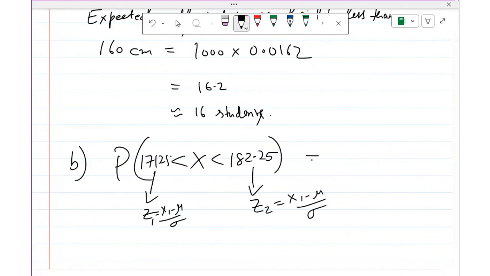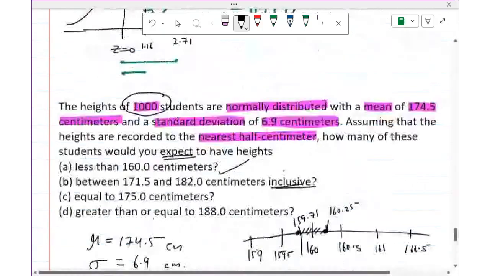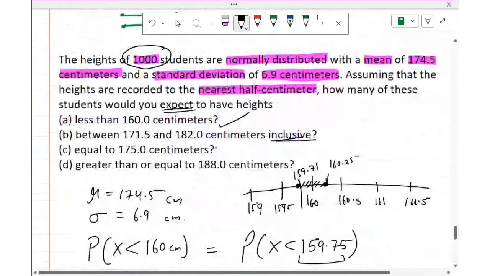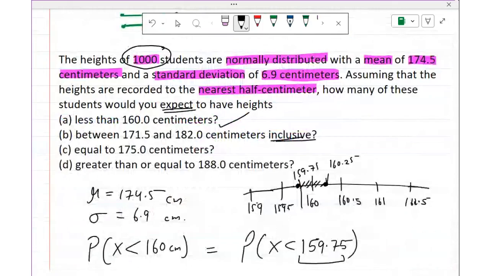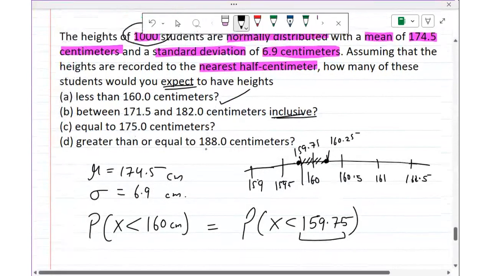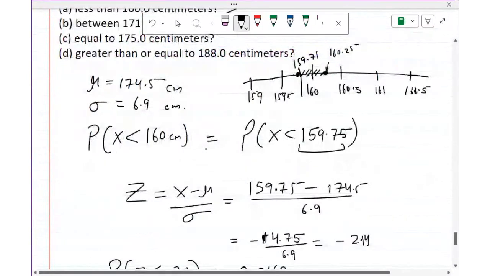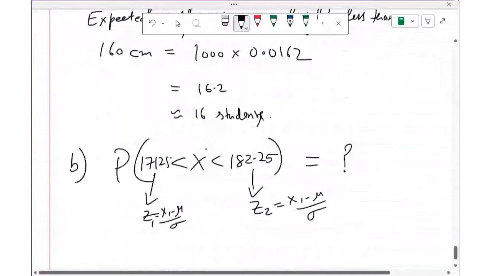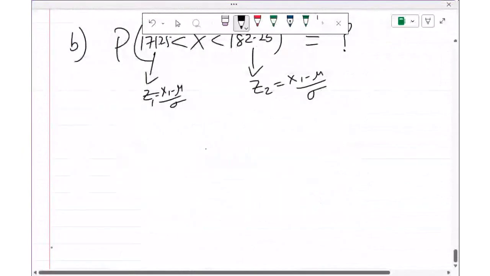So this you have to do as an exercise. In the next part, they are asking equal to 175 centimeter. So 175 actually means 174.75 to 175.25. Okay. And in the same way you have to do the last part, greater than or equal to 180. Okay. So is there any doubt in these questions?